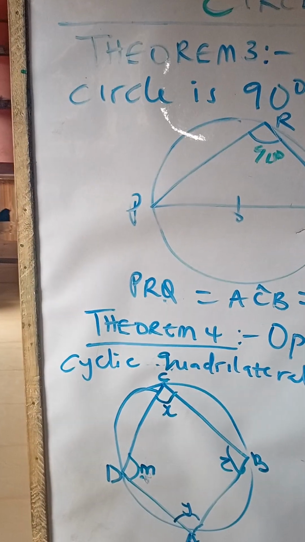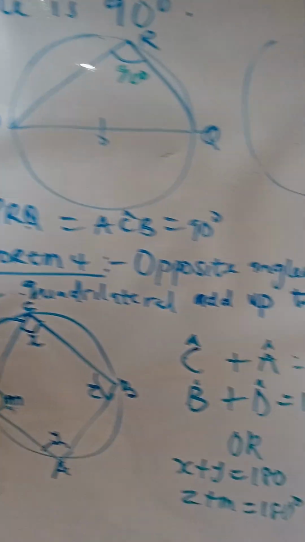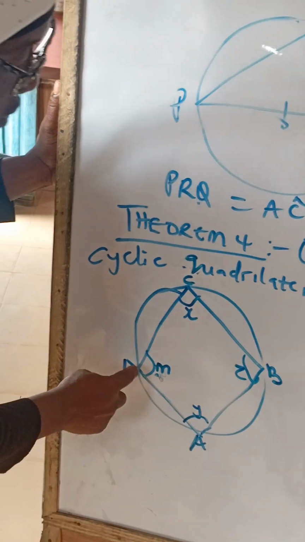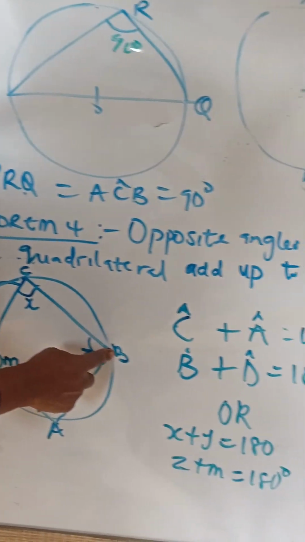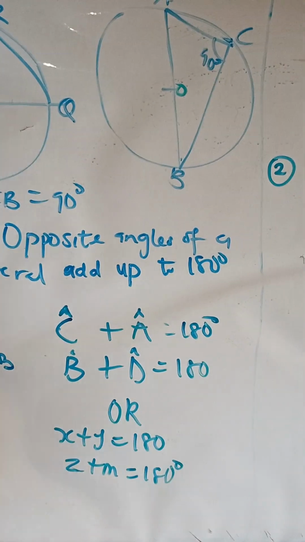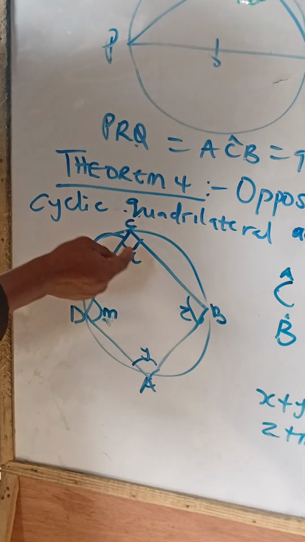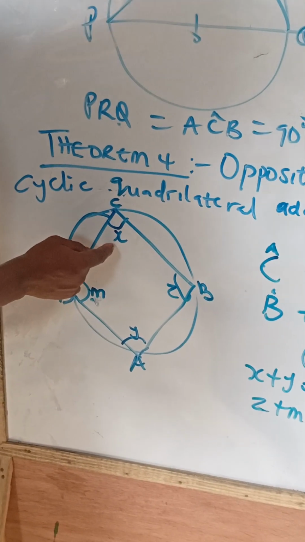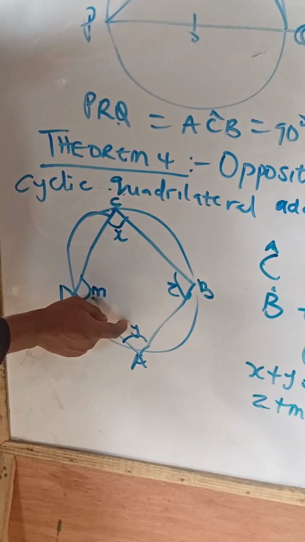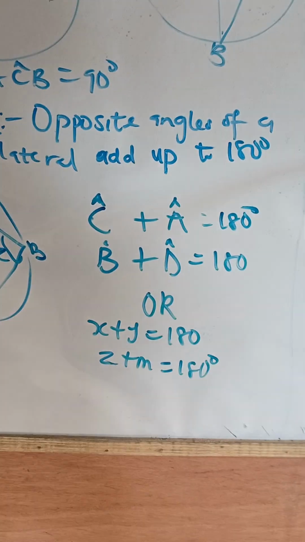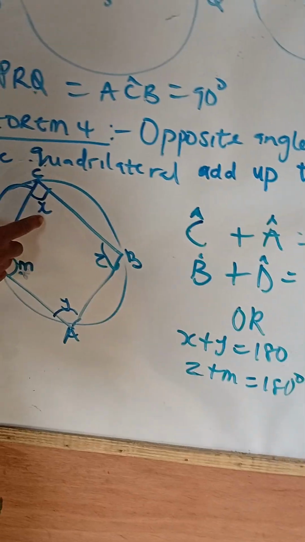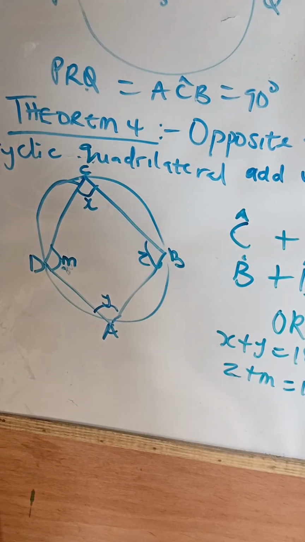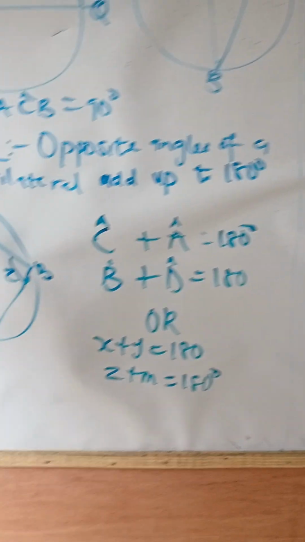Also, for theorem 4, which is opposite angles, when you have a cyclic quadrilateral, when you have a circle and you have a quadrilateral where the vertices of the quadrilateral are touching the circle, the angles facing each other, like this x and y, when you add them up, it must give you 180. If this is 70, this place will be 110. If this is 50, this place will be 130. So let's take a question to take care of these two theorems.